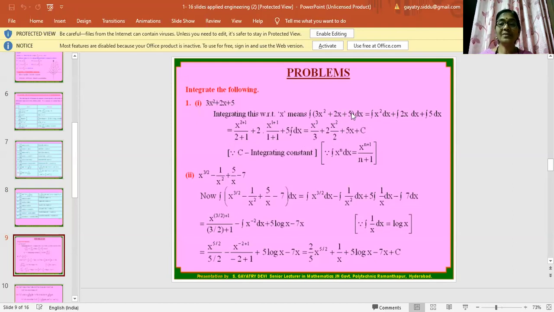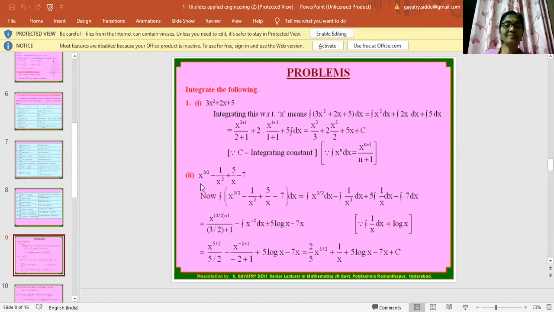So here x square integration is x power n plus 1 by n plus 1. X integration is x power 1 plus 1 by 1 plus 1. And constant integration is constant into x. Integration constant c, you have to add it. So that integration is done term by term, using the same formula, integral x power n dx equal to x power n plus 1 by n plus 1.